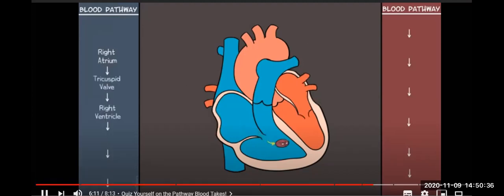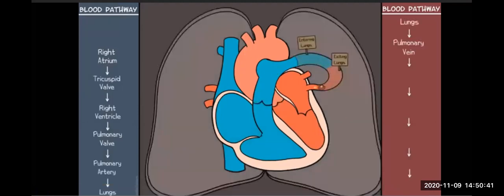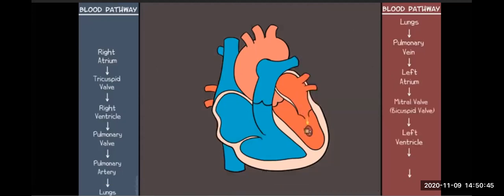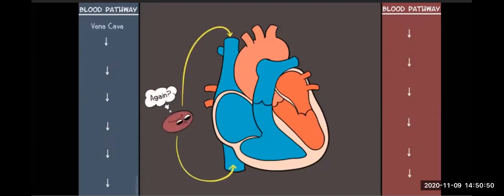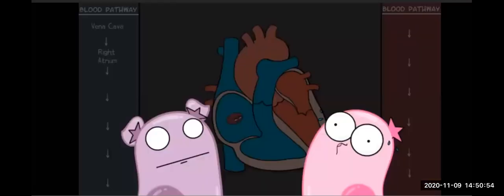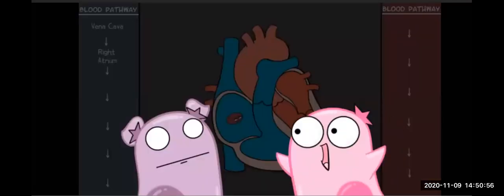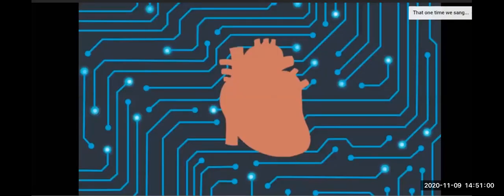Tricuspid valve, right ventricle, pulmonary valve, pulmonary artery, lungs, back through the pulmonary vein, left atrium, mitral valve, left ventricle, aortic valve, aorta. Takes it to the body and then it will eventually return through the vena cava back to the right atrium again. It almost makes you want to turn it into a song. But we won't. The significance of the pathways, how they interact, the coordination of contraction, and many more elements are part of every beat of your heart.